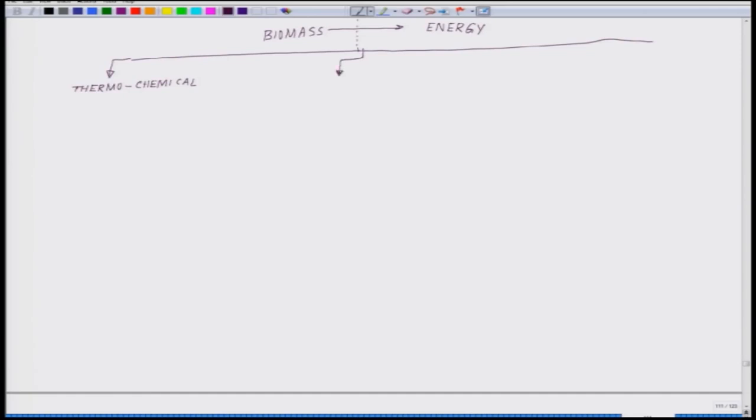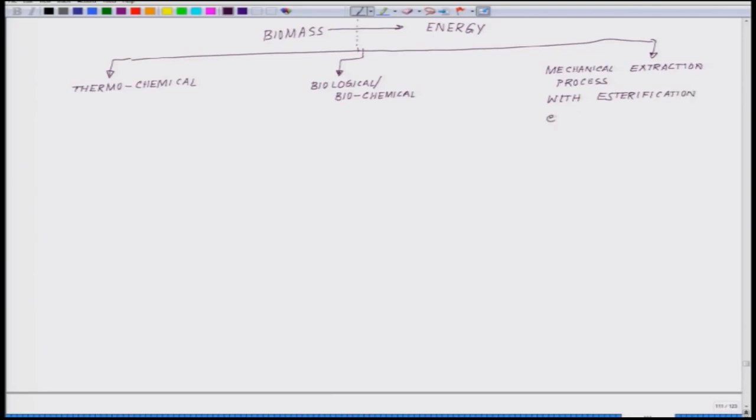The second one is biological or biochemical, and the third one, which is not a very popular one though, is mechanical extraction, a mechanical extraction process with a process called esterification. We will come in depth later.